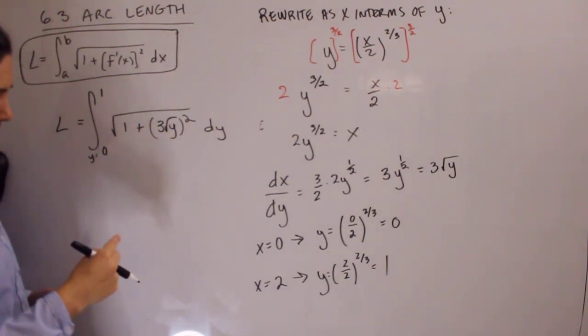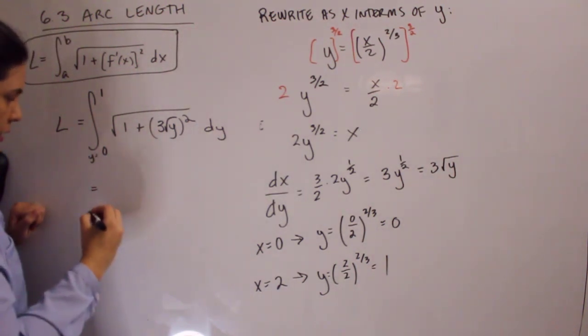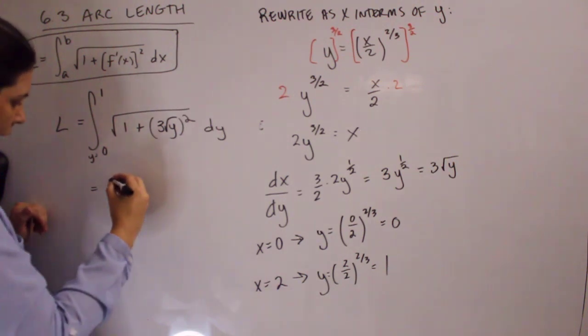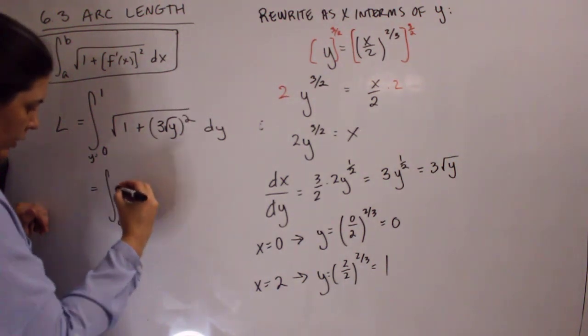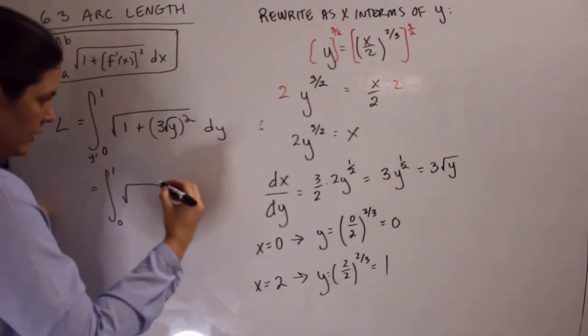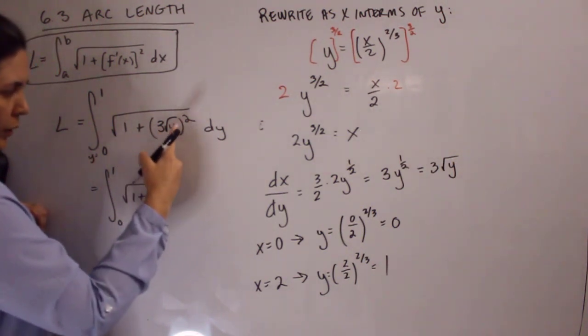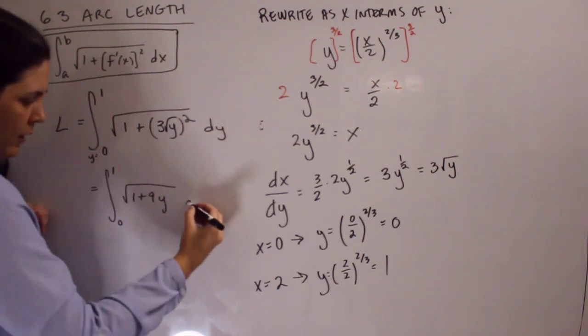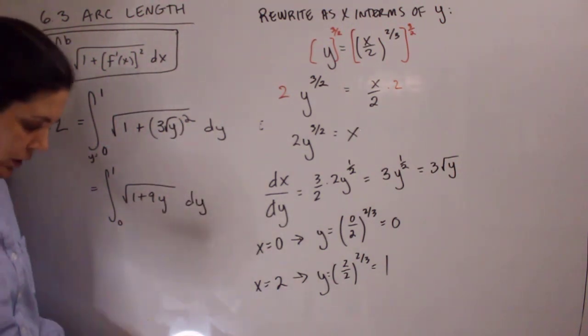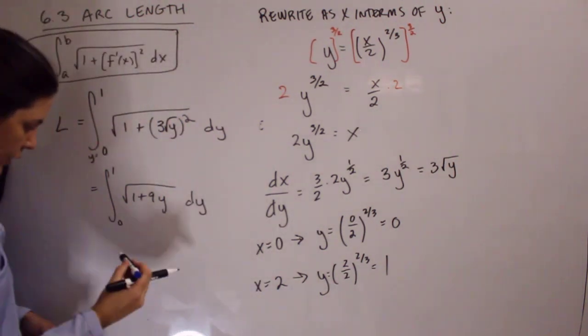And then let's see what we can come up with for our integration. The setup is done. This is just how do we integrate this. So integral from 0 to 1. Inside here, this is just going to be 1 plus (3 square root y) squared, dy. And then you can use u substitution on this to finish this integration.